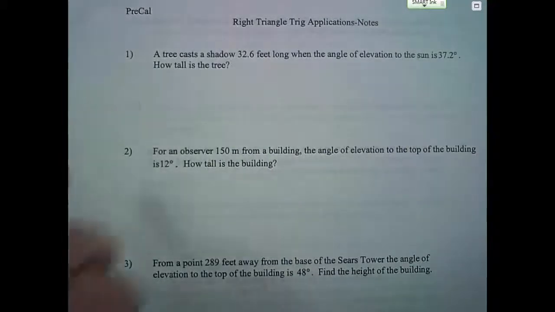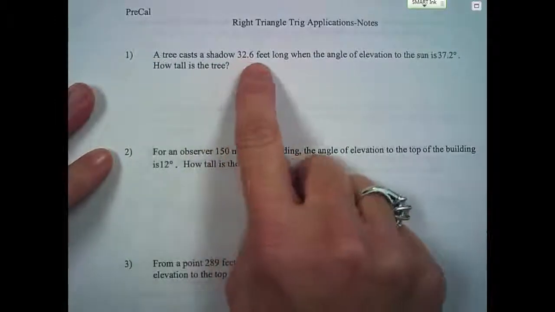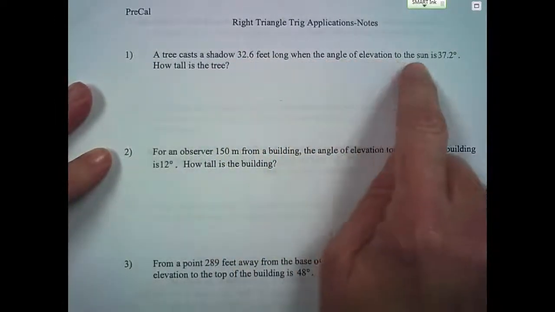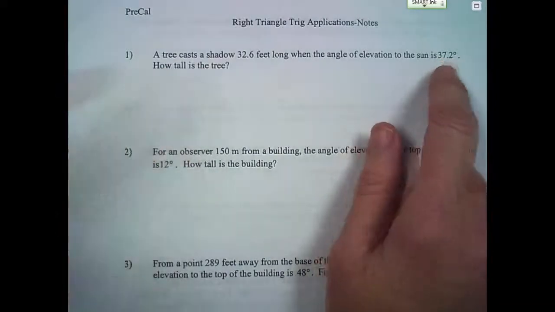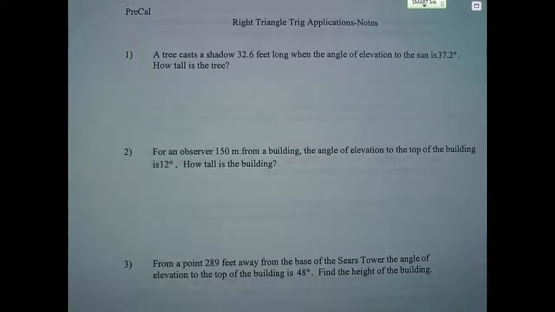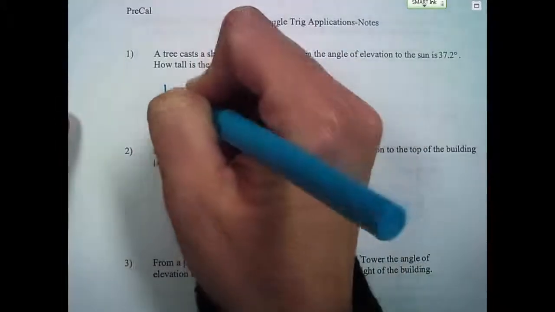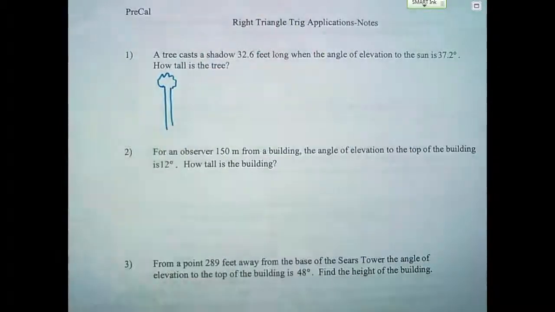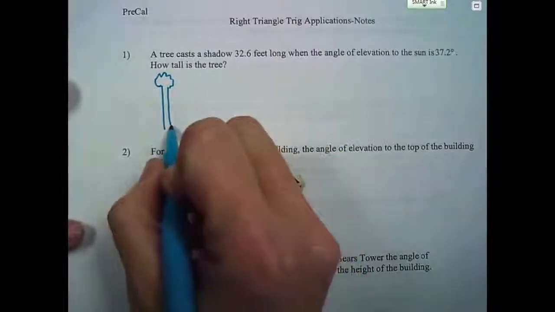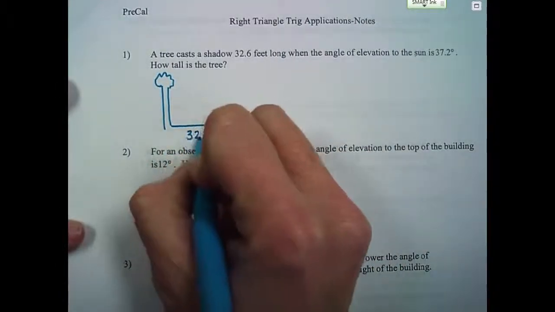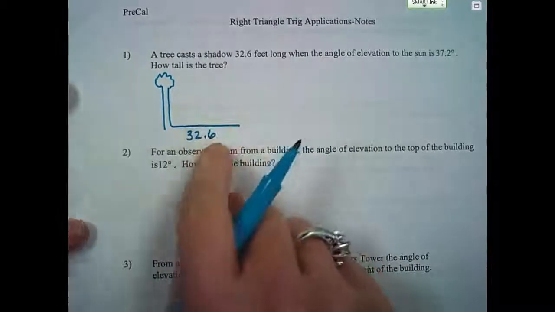If you read the first problem, a tree casts a shadow 32.6 feet long when the angle of elevation to the sun is 37.2. How tall is the tree? If you draw a line that represents a tree, you can actually draw a tree. It says it casts a shadow that's 32.6, so it tells you the shadow. Depending on which side the sun's on, I'm just going to draw my shadow always to the right. So here's my shadow, and it tells you it's 32.6.